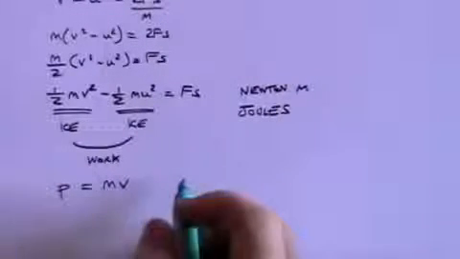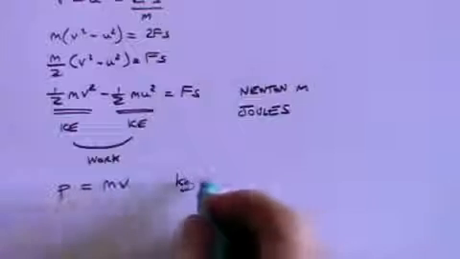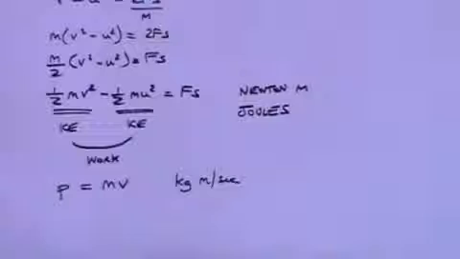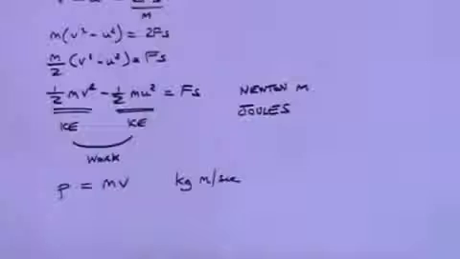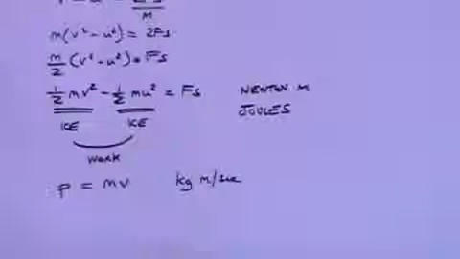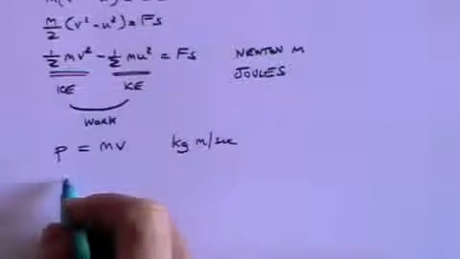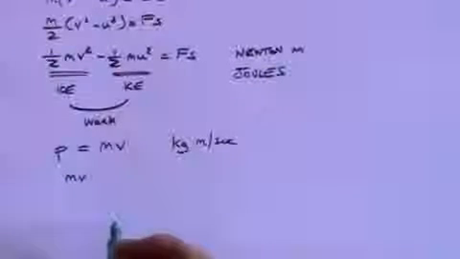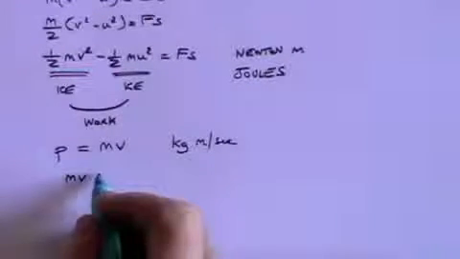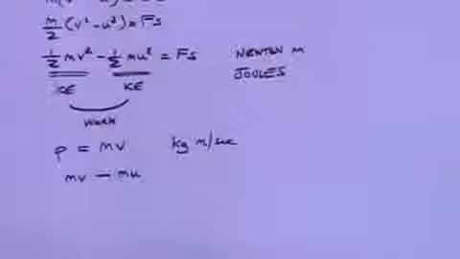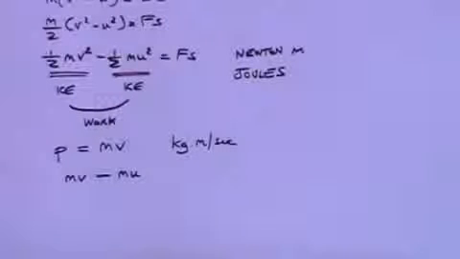And that would be in units of kilograms for the mass times velocity, which is meters per second. So the units of momentum are kilogram meters per second. And force, as we shall see, is the rate of change of momentum. Now, what is the change in momentum? Well, the change in momentum is the difference between the final momentum, which is mv, take away the initial momentum, which is mu. That is the change in momentum.